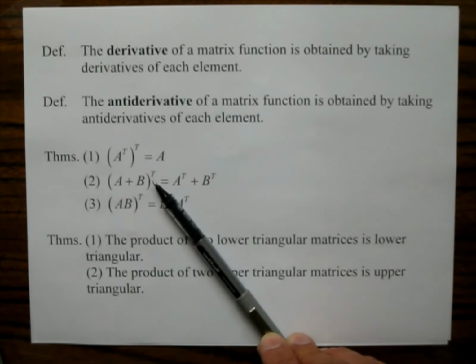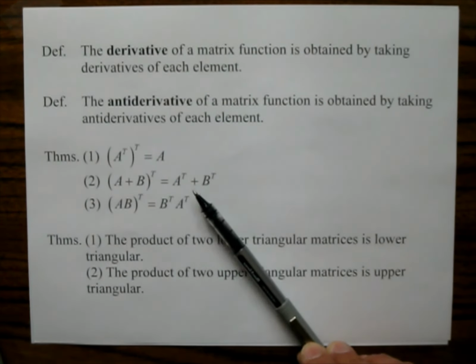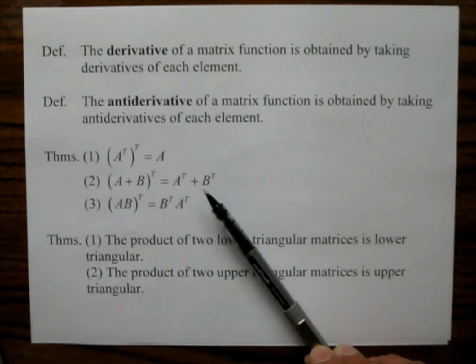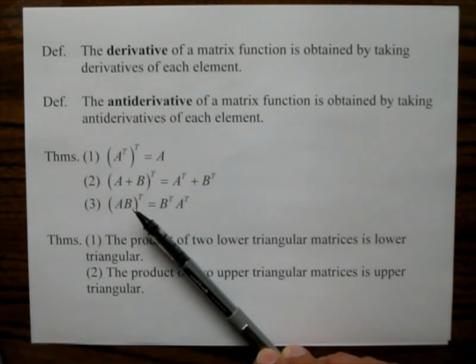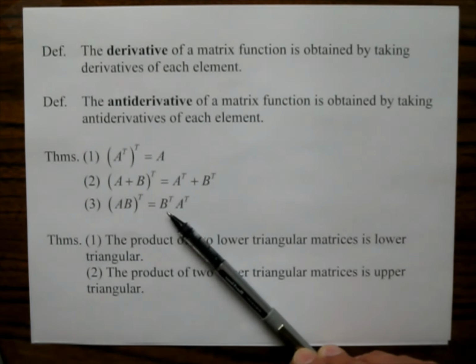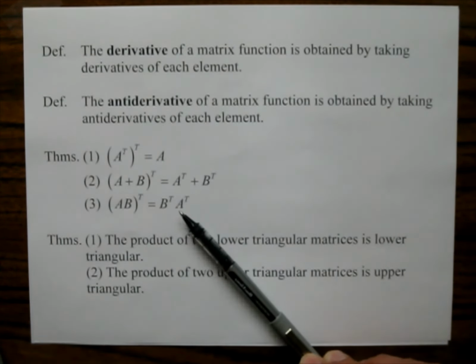A plus B transpose is A transpose plus B transpose. And then the last one that's kind of weird is A times B product transpose is equal to B transpose A transpose. And that one is a little weird. Why did they switch orders?